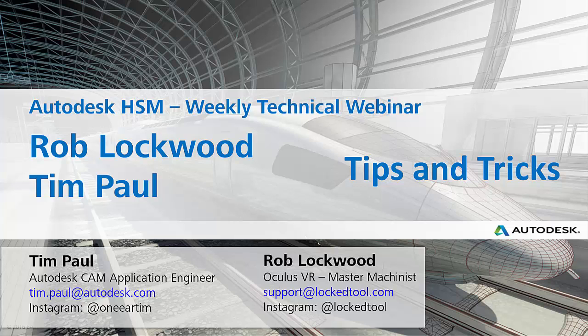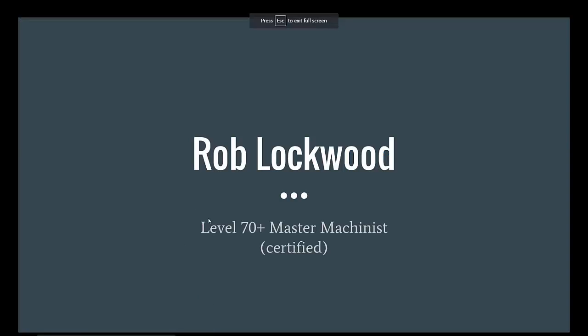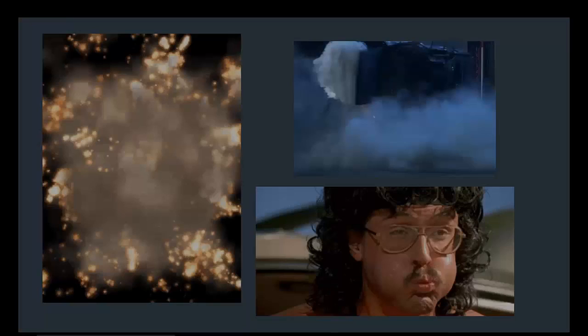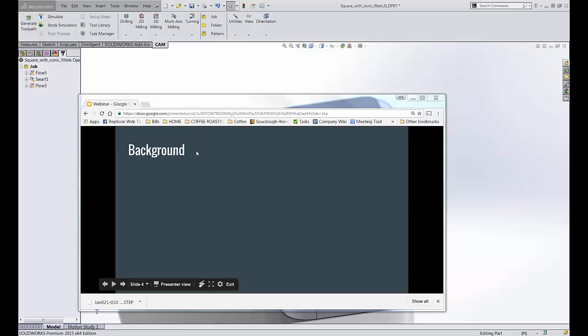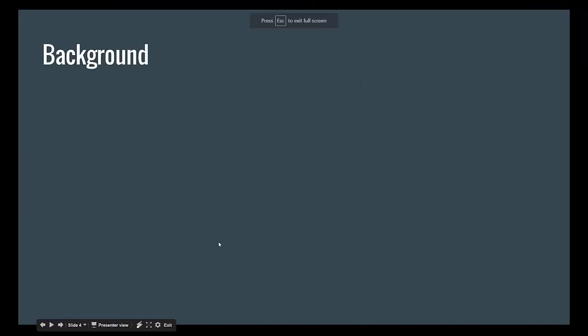On that note, I think Rob had just a couple quick slides he was going to pull up. Is that what you're working on? There you go. Yep. Perfect. All right, so a little introductory to myself. My name's Rob Lockwood. I'm a certified level 70 master machinist. One second, let me get my notes going here. Oh, that's not the right slide. What's that doing in there? Well, that's why you're a machinist and not a PowerPoint maker, right?